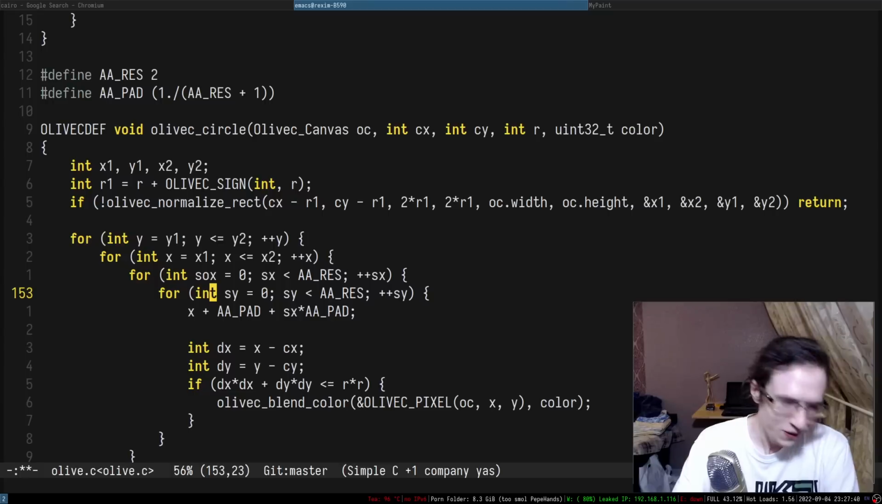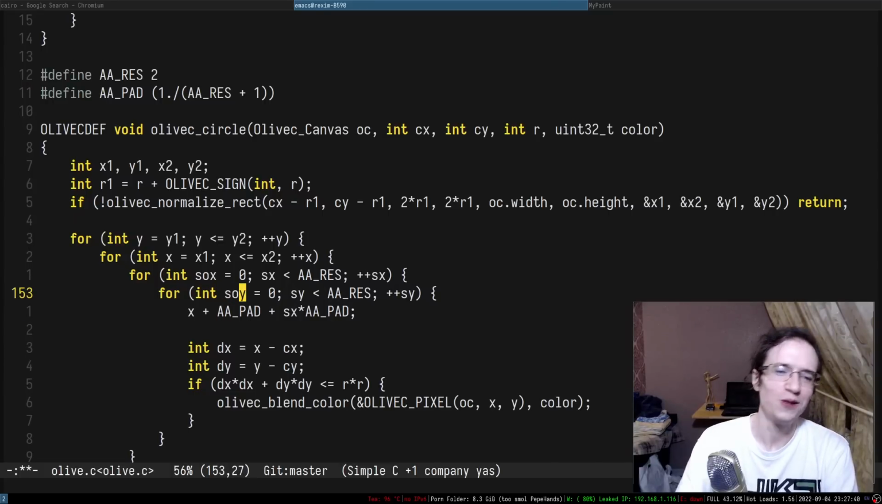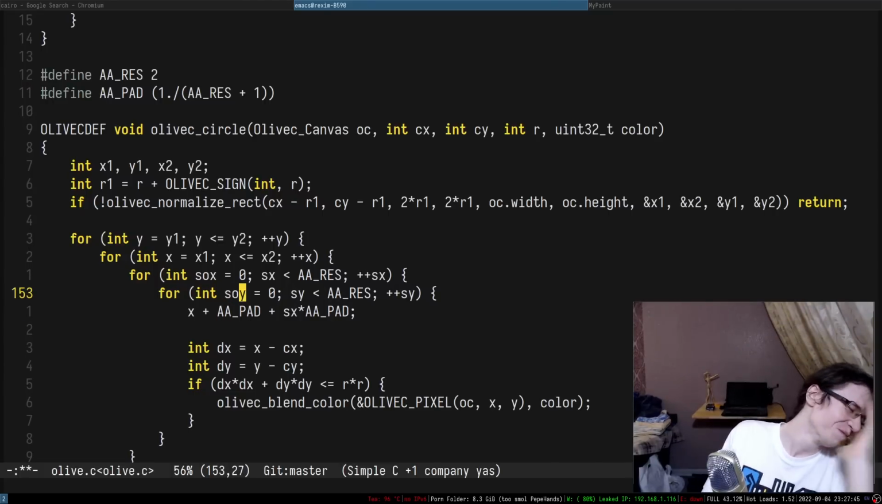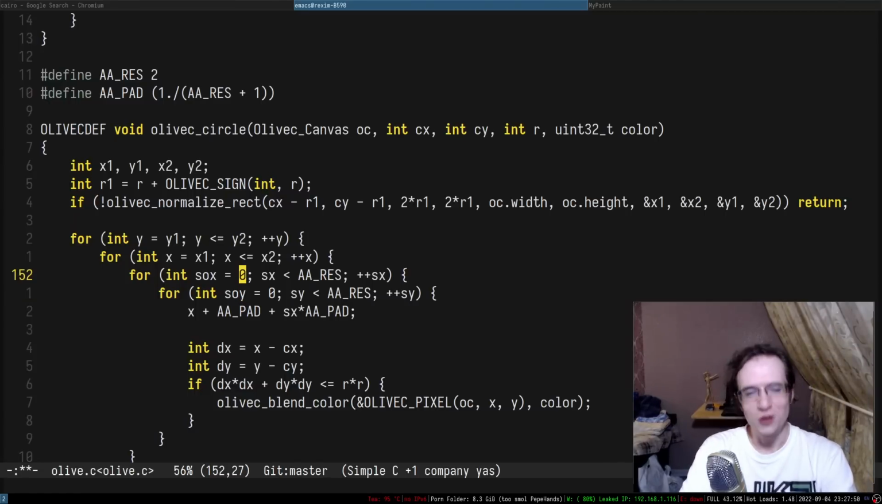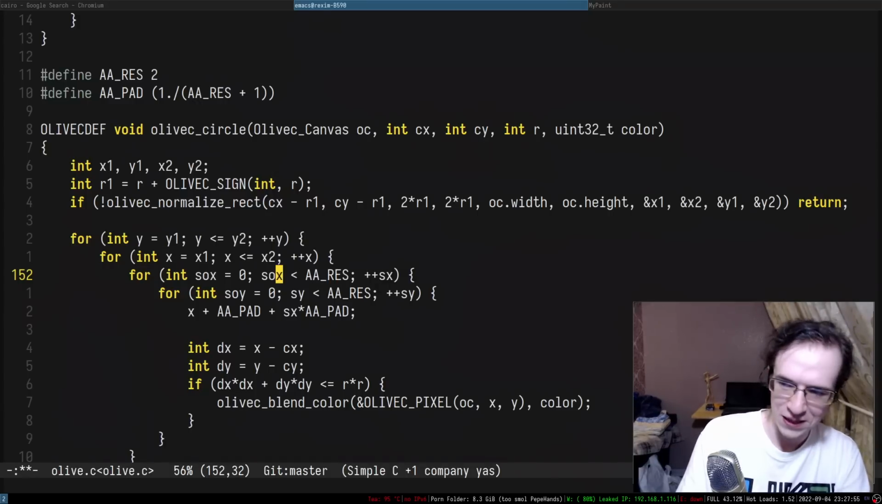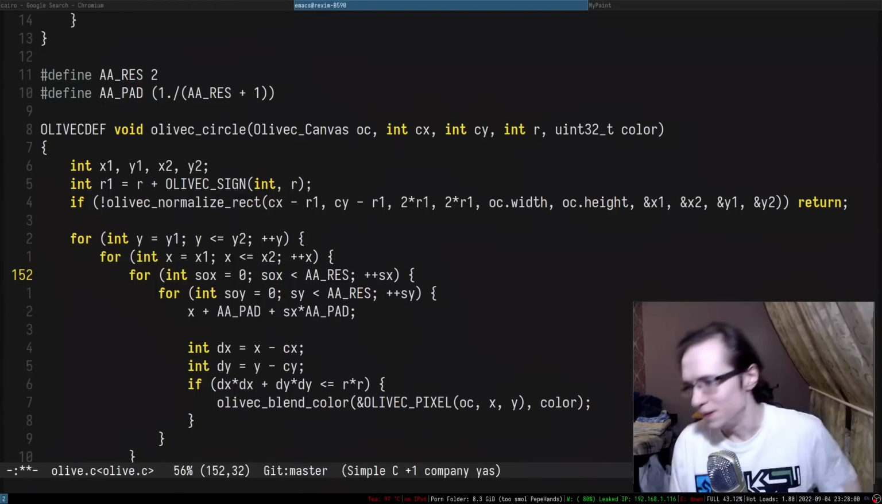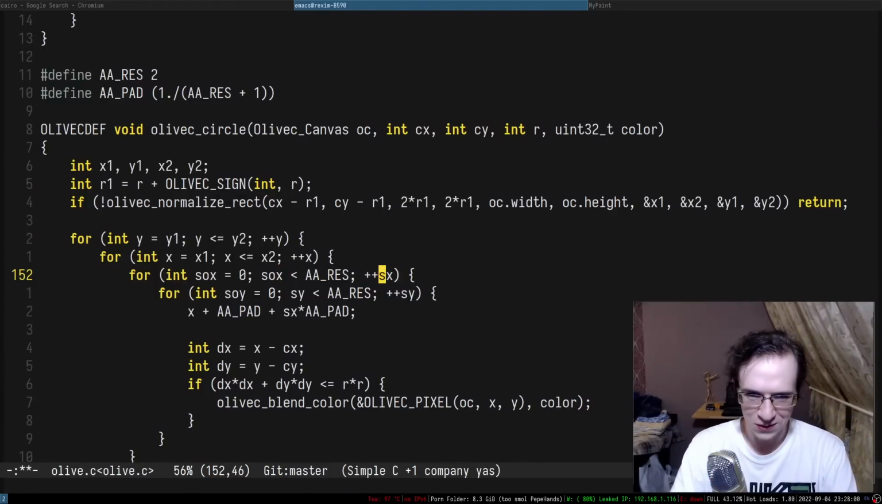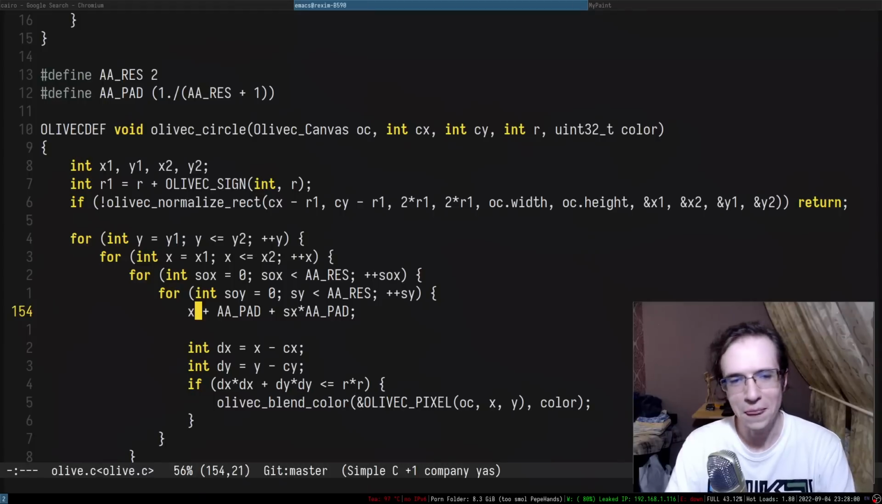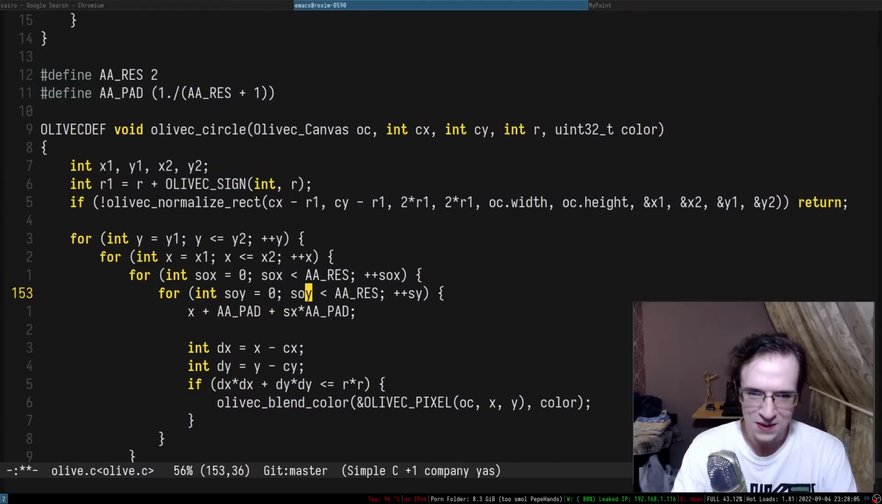So it's going to be sox and soy. Anyway, so we have sox and soy, which is a subpixel offset. That's what it stands for. It's a subpixel offset. Right, sox and soy.